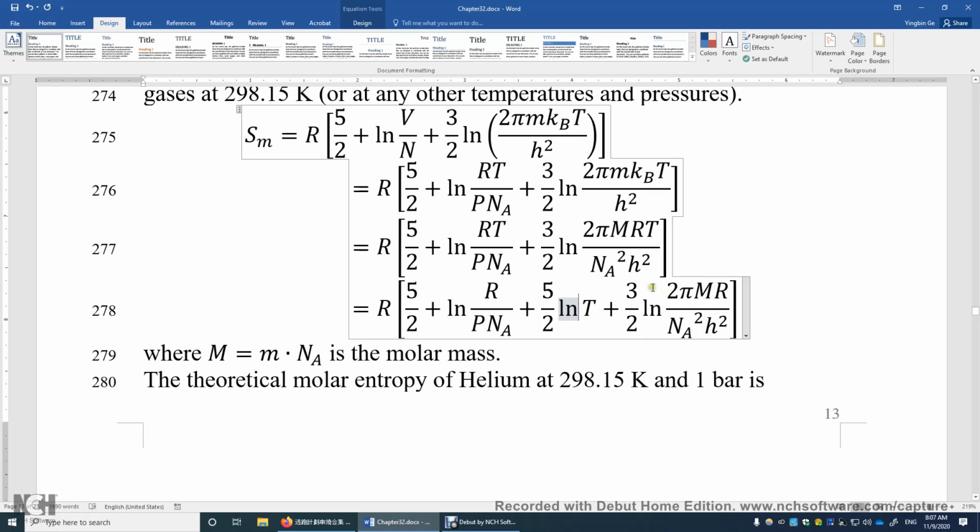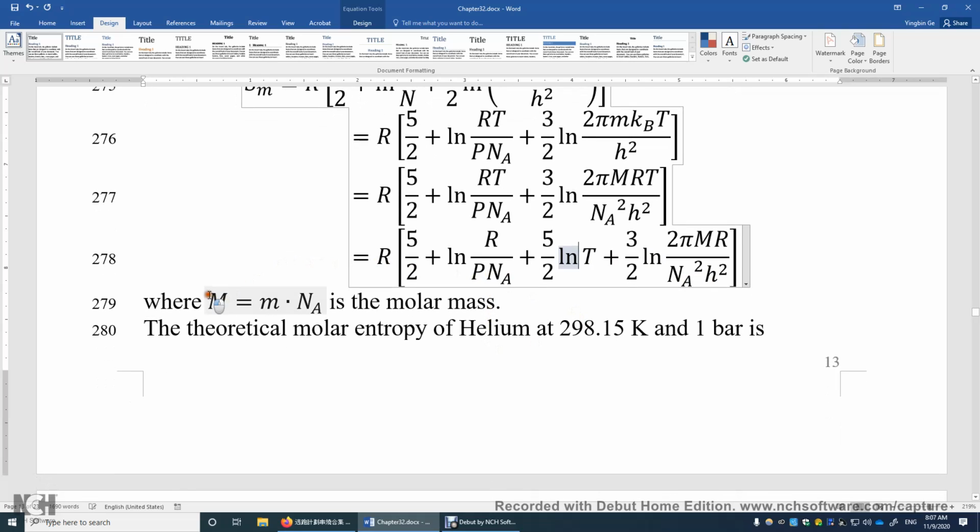And over here, you have just 1.5 times the logarithm of 2 pi molar mass ideal gas constant divided by the Avogadro constant squared, h squared. So again, this uppercase M is the molar mass. I want to emphasize this. When you do numerical calculations, be sure to use the SI unit. So I really want to remind you the molar mass of the hydrogen atom is 0.001 kilogram per mole if you are using this equation.